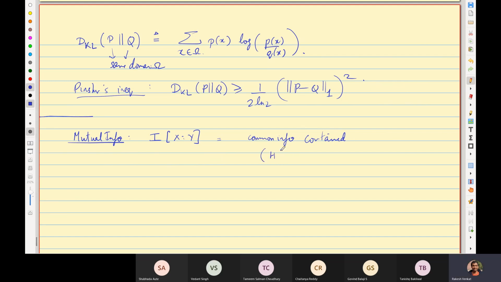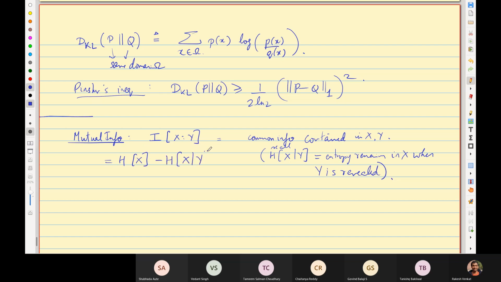Recall for intuition that h of X given Y is the entropy remaining in X when Y is revealed. Whereas this is how much information is actually common to X and Y, and therefore I'm going to define this using a term. Okay, so this is a definition.